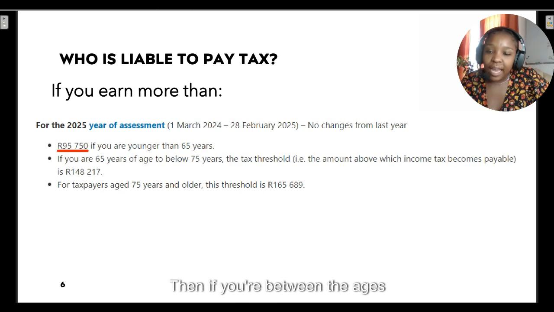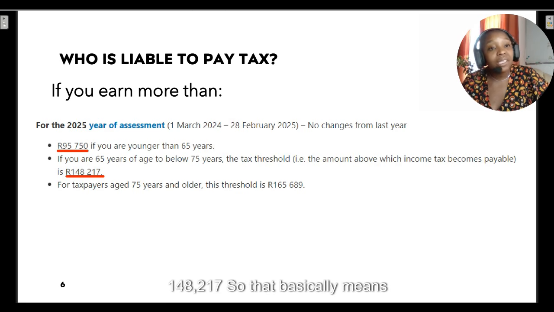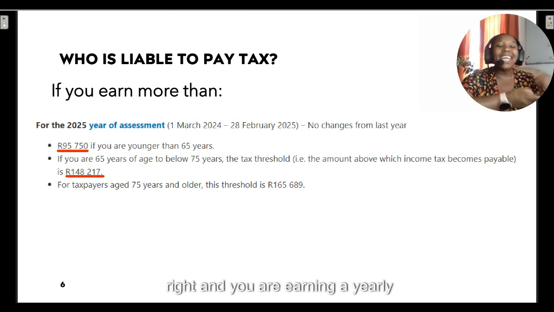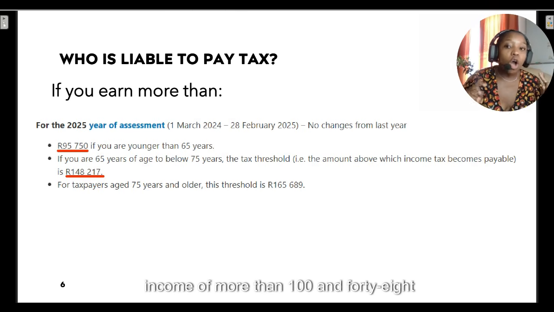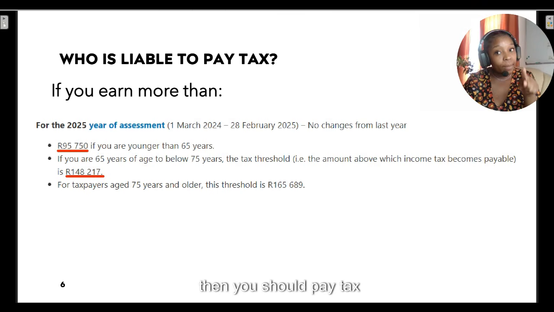Then if you are between the ages of 65 years of age to below 75 years of age, the tax threshold is 148,217. So that basically means that if you are a person earning a yearly income of more than 148,217, then you should pay tax.